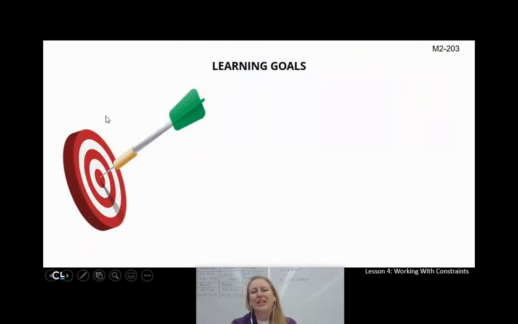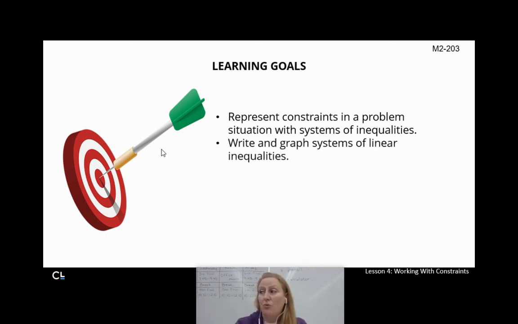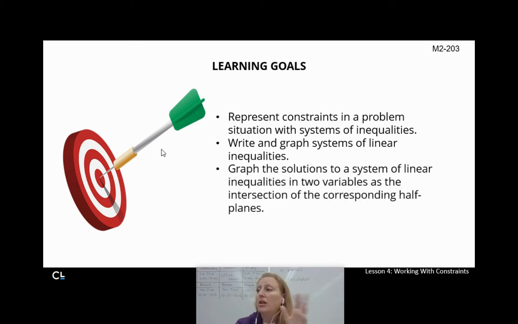So our goals over the next 2 days: we're going to represent constraints in a problem situation with systems of inequalities. If you don't know what we mean by constraints, don't panic. We will get to that today. We will write and graph systems of linear inequalities. We're going to graph the solution to a system of linear inequalities in two variables as the intersection of the corresponding half planes.